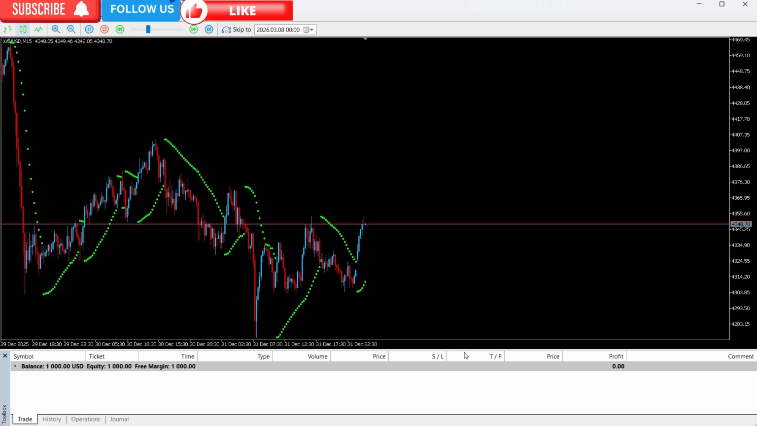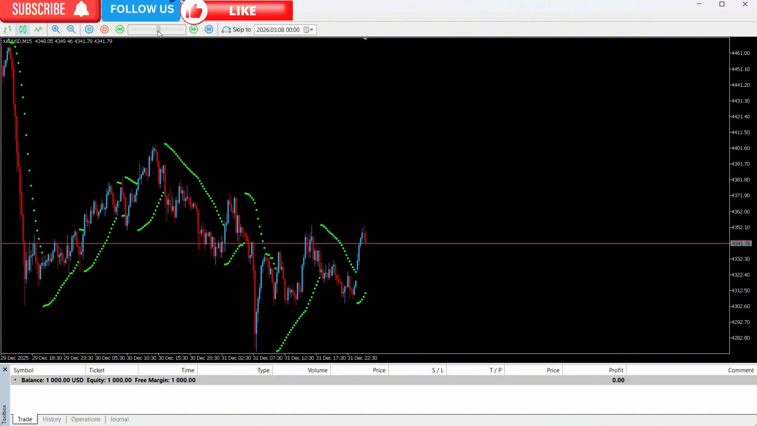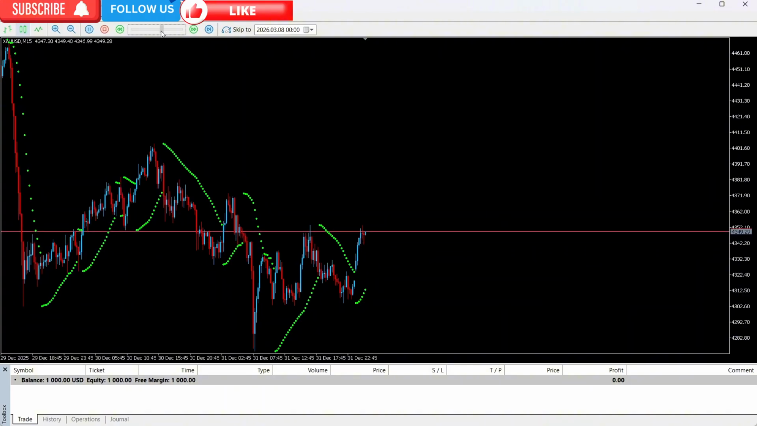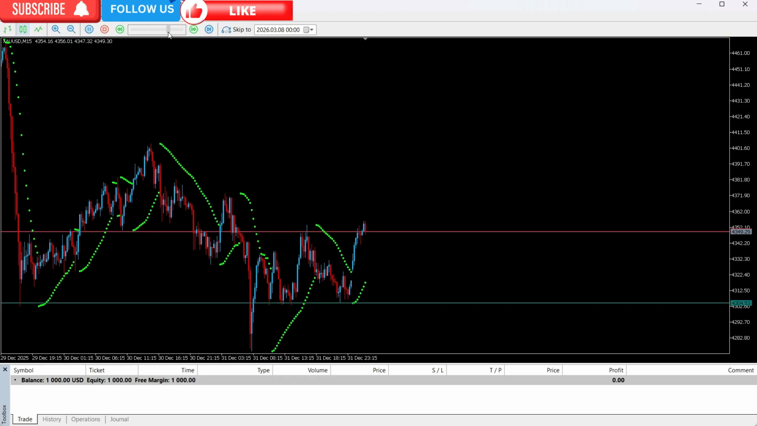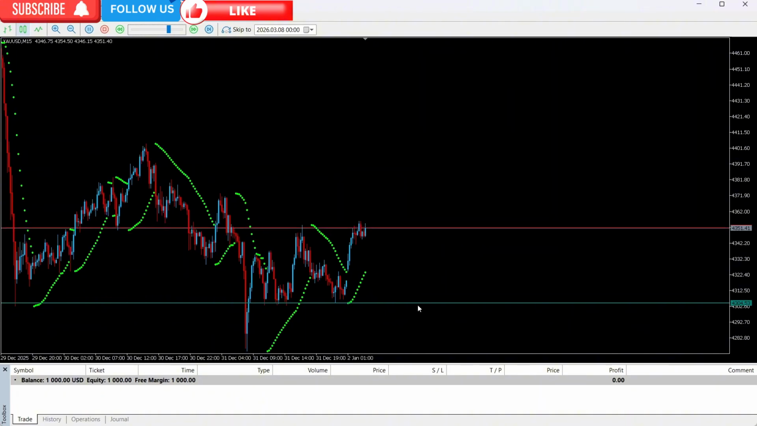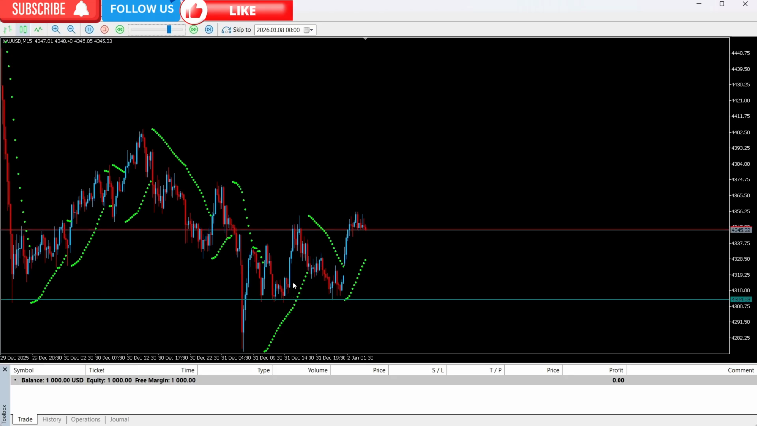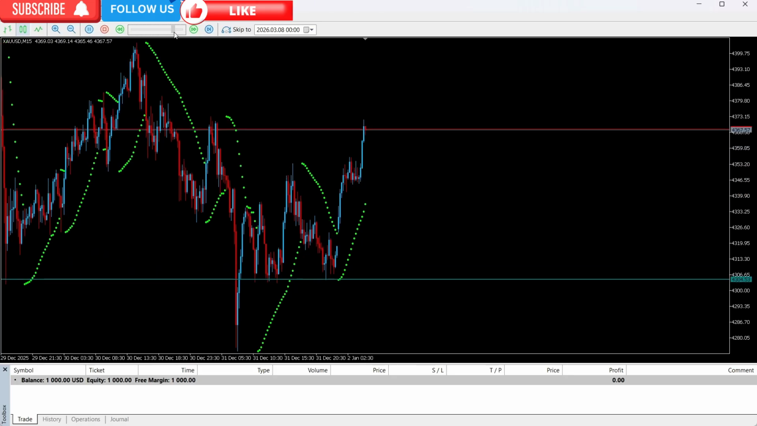Okay, so this is the visual mode test. So with the breakout mode, it won't be using the parabolic SAR, so you can ignore the parabolic SAR dots. It's only going to be using the liquidity level. So you can see the bottom liquidity level has been plotted. It's based upon a 16 candle look back.